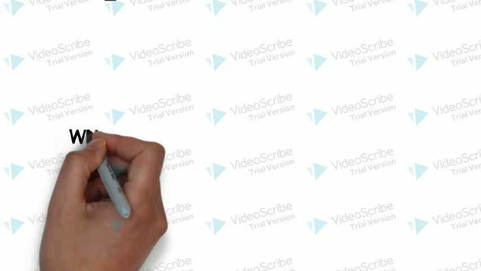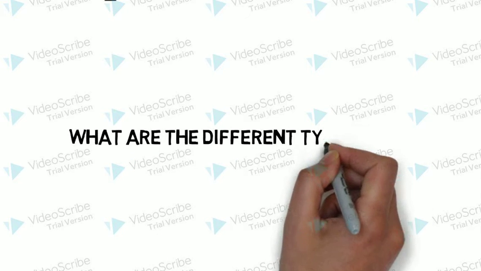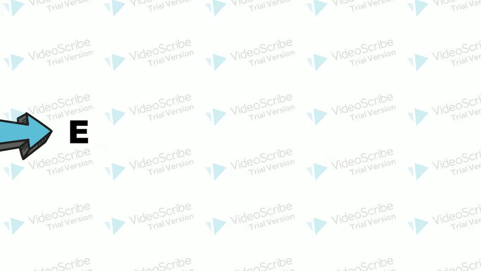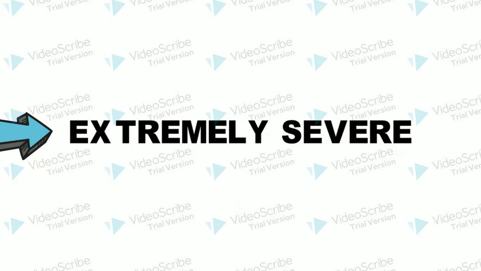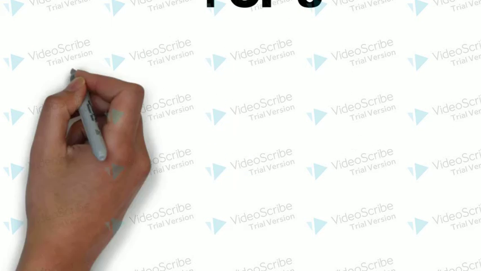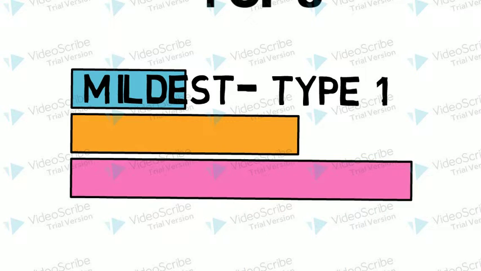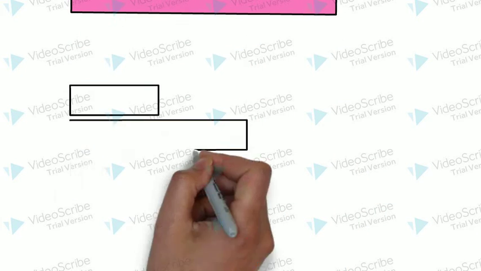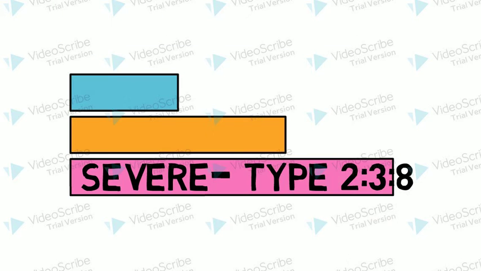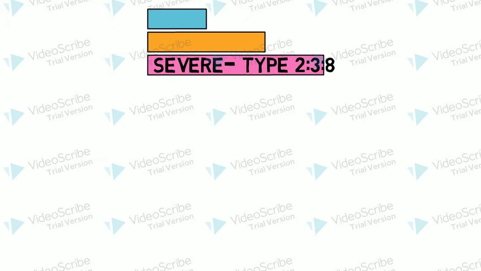Now, what are these different types characterized by? The different types range from extremely mild to extremely severe. With general classifications, each unique individual case of OI can be grouped into one of these 8 categories, with the mildest major type of OI being type 1, the moderates being types 4, 5, 6, and 7, and lastly, the most severe types being types 2, 3, and 8.